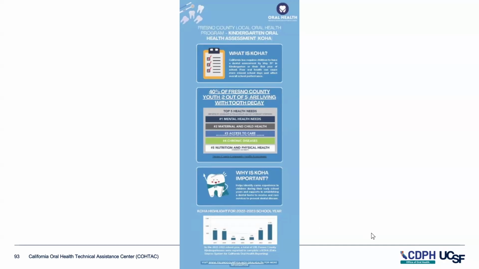It doesn't show it on here, but for 24-25, we screened 1,038 children for completing a KOHA. And right now we are on target at 1,029. So it's been staying consistent, and we hope to increase.